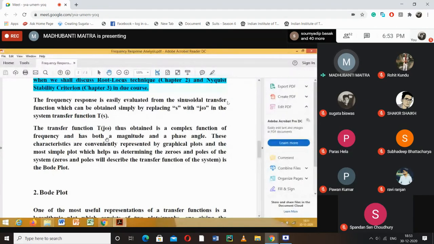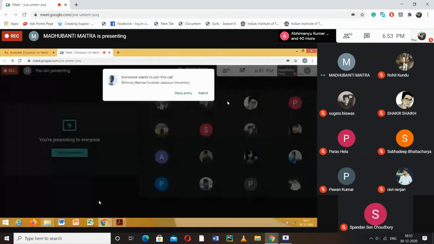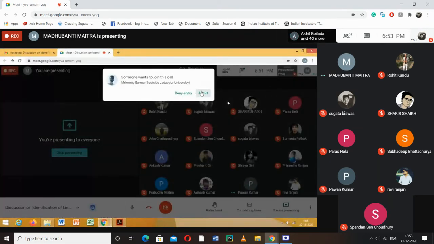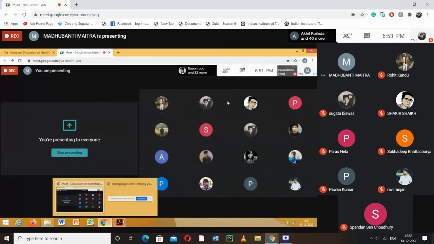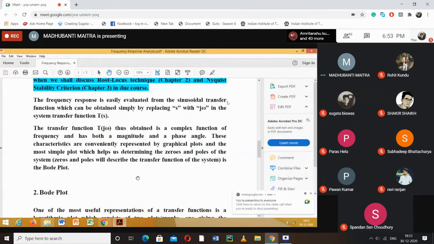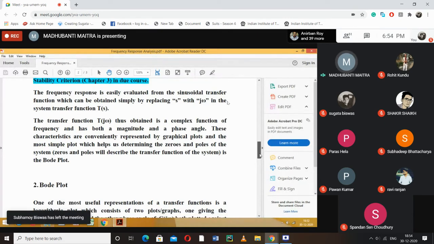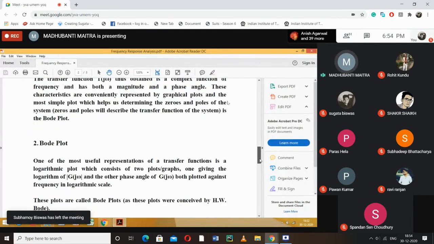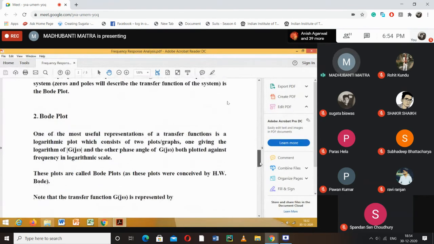So the transfer function T(j omega) thus obtained is a complex function of the frequency, and that is obvious. It's a function of j omega. It is a complex function of frequency, and it will have a magnitude as well as a phase angle. So Bode plot you have studied, isn't it? You know Bode plot.